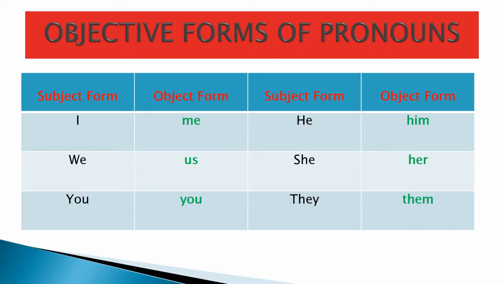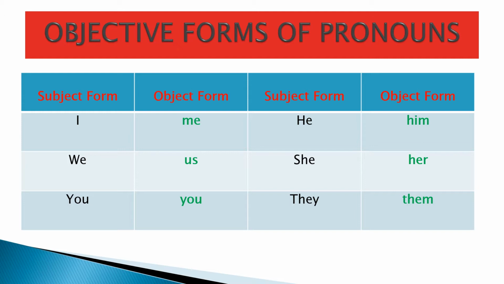This is the table of objective forms of pronouns. Subject form, object form. I subject form, me object form. We subject form, us object form. You subject form, object form you. Subject form he, object form him. Subject form she, object form her. They subject form, them object form.